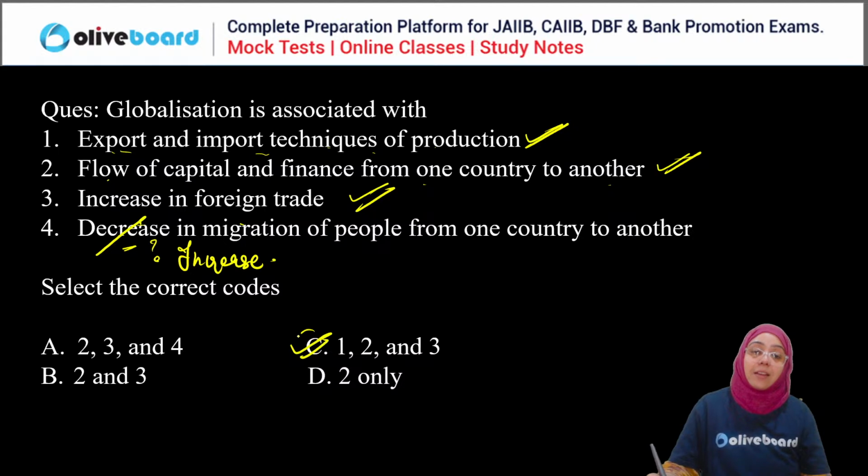So yes, C is the correct answer, everyone. Very easy question, not B. Second and third: why? Increase in the foreign trade. Why not export and import techniques of production? C is the correct answer. First, second, and third. The fourth is not the correct statement because it is an increase in the migration of people from one country to another. Okay. Next question, guys.